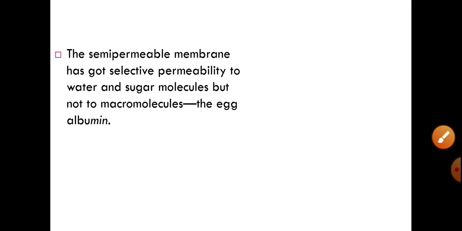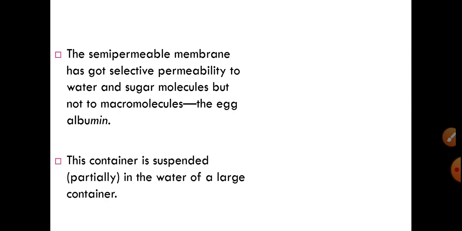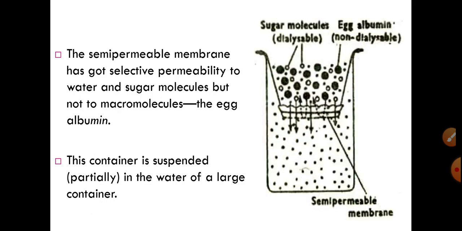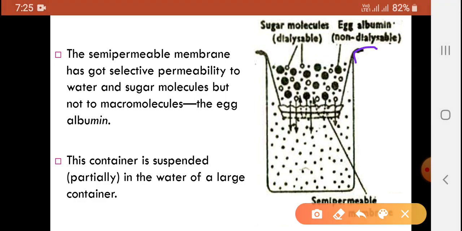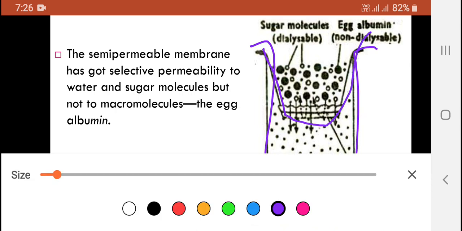The semi-permeable membrane has selective permeability to water and sugar molecules, but not to macromolecules, that means egg albumin. This container is suspended partially in the water of a large container. Let us understand with the help of this diagram. This is our large container, while this is our upper smaller container.